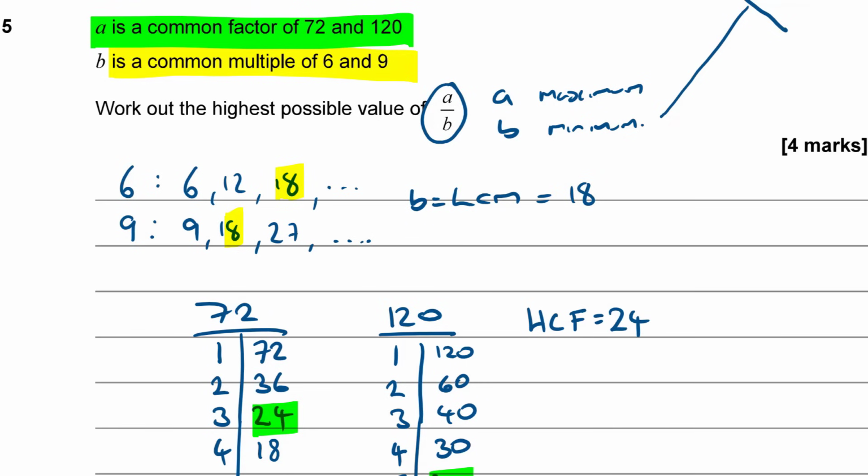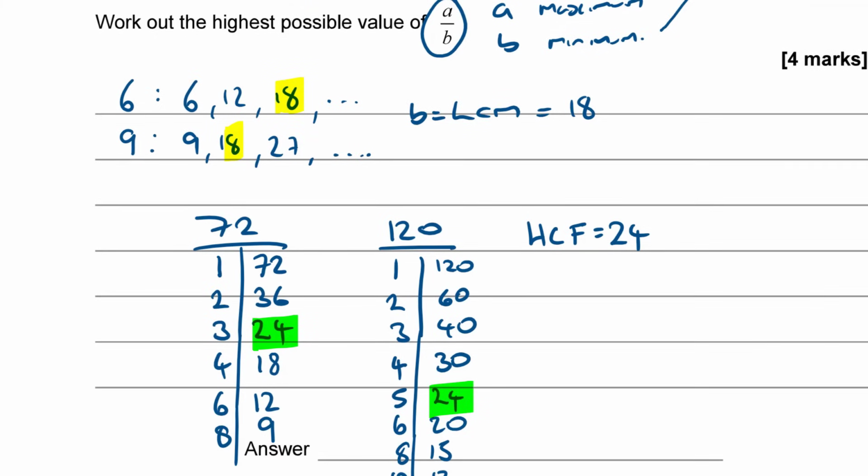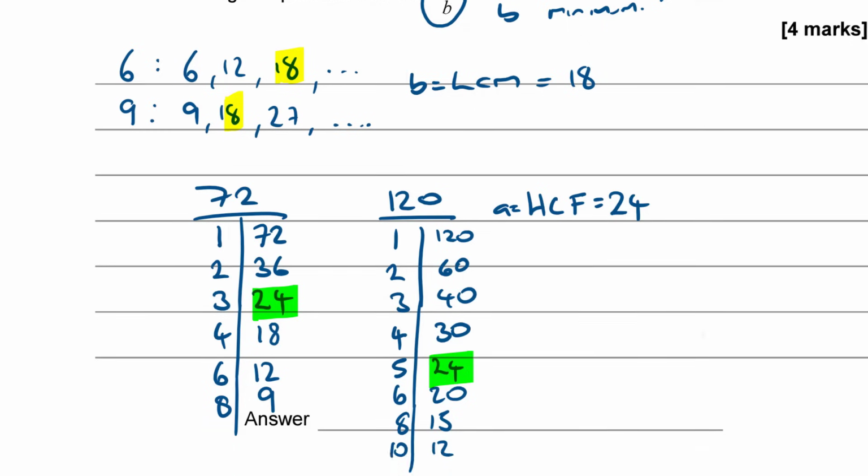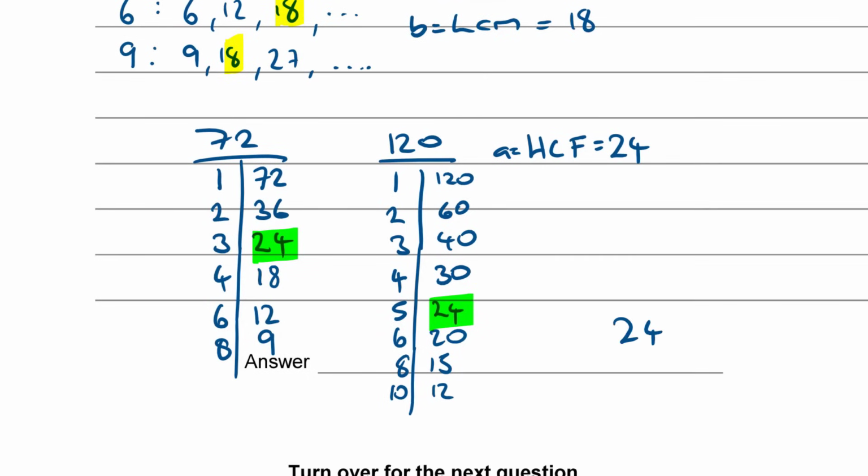Okay, so what's the highest possible value of A over B then? That was my A value, wasn't it? 24, and B is 18. So my highest value is going to be 24 over 18, which I could cancel down, but I'm not sure I need to. So it could simplify to 4/3, also an acceptable answer.